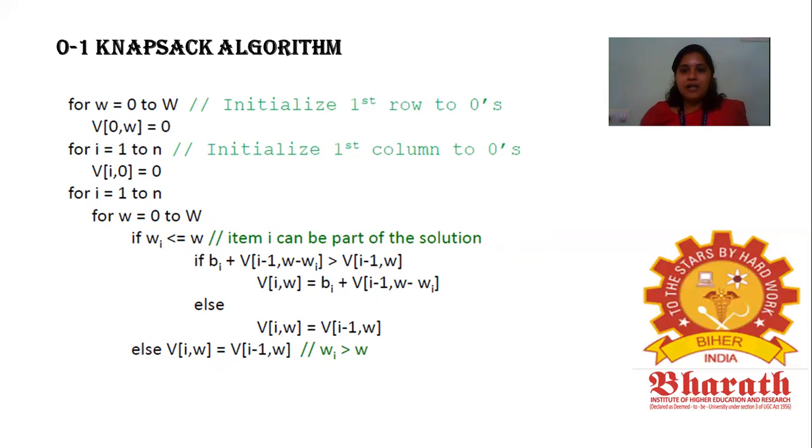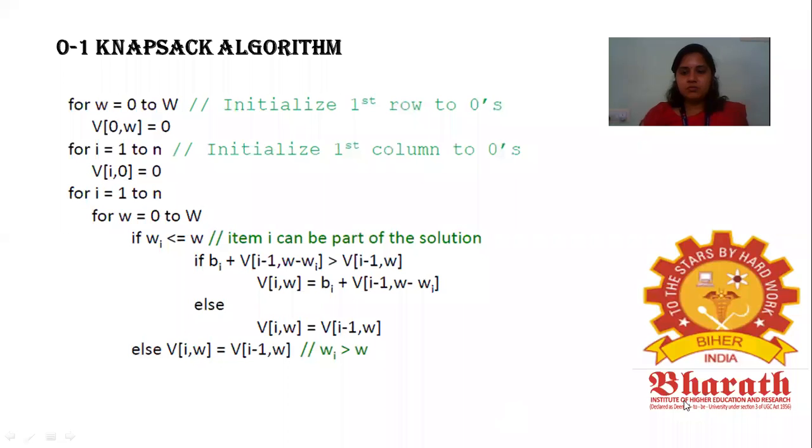Next, for I equal to 1 to n, suppose you are in the first row. So what do you have to do? You are in the first row, then you are checking for the weight. If that weight is 0, that is from 0 to the capacity of knapsack, then you are checking. You remember the three cases we have seen? Now we are doing the first case. Okay, so we are checking.